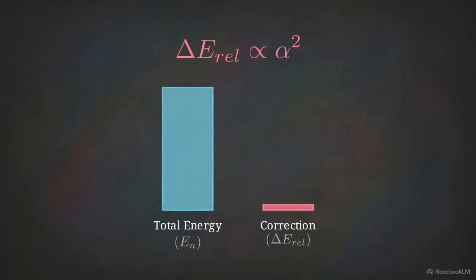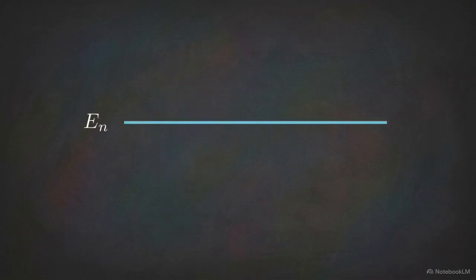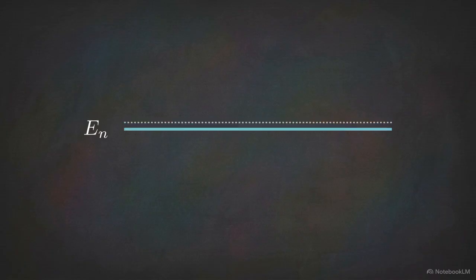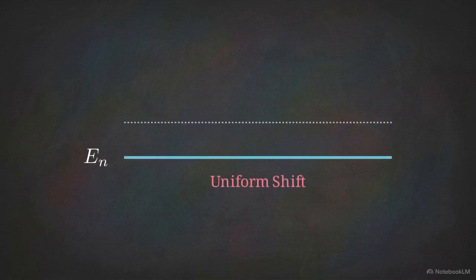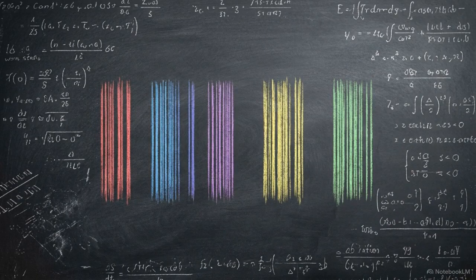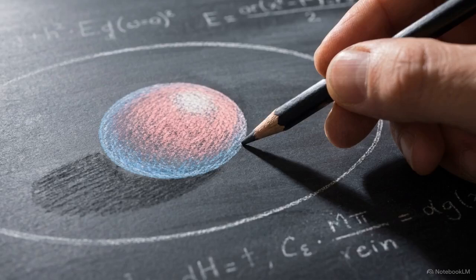This first-order relativistic correction is proportional to alpha squared. It is a tiny fraction of the total energy. While this mathematical correction shifts the allowed energy level slightly downward, it applies uniformly to a given state. It does not explain why the spectral lines physically split into separate bands. Relativity only corrects the overall scale of the energy. To explain the broken degeneracy, we must look for a new internal atomic interaction.